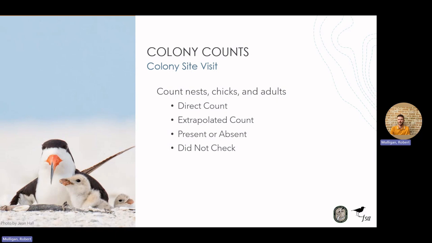When counting seabirds, we ask that you report the count type because it lets us know how you counted the birds, which gives us a sense of the accuracy for those numbers. There are 4 different count types for colonies: direct, extrapolated, present, absent, and did not check. Count types are defined on pages 11 through 13 in the breeding bird protocol. Different survey conditions will dictate what count type you use.